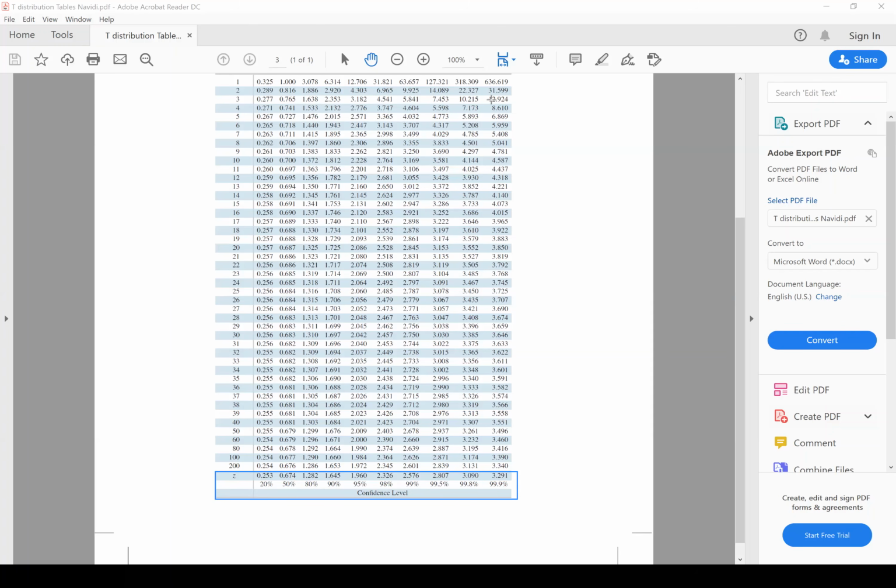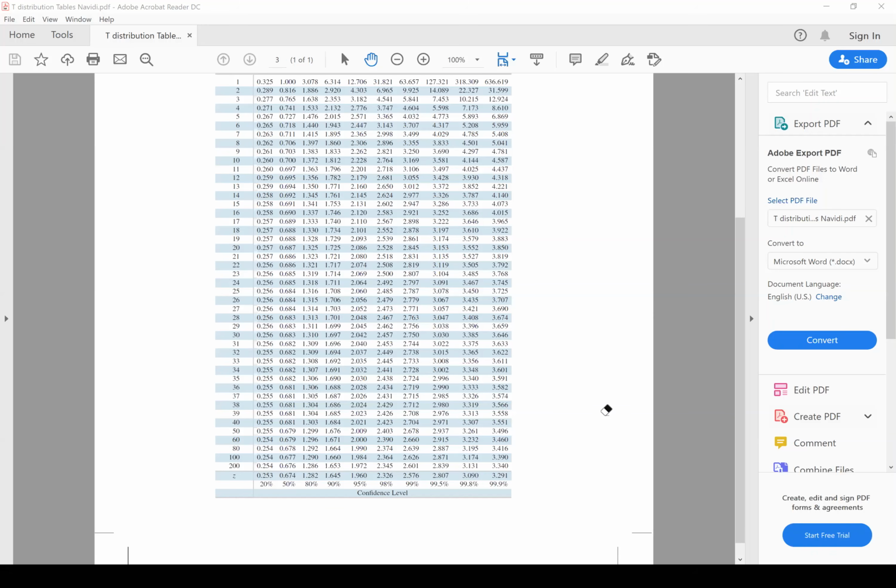item in here. And as you can see, each degree of freedom has a different critical value, because the smaller the degree of freedom, the smaller the data we have, the flatter the distribution will be. So that's why the values are different depending on your degree of freedom.